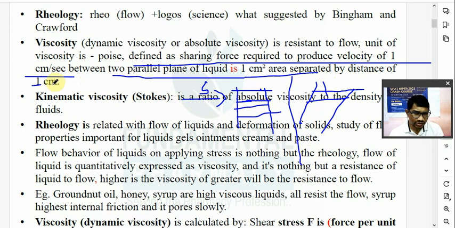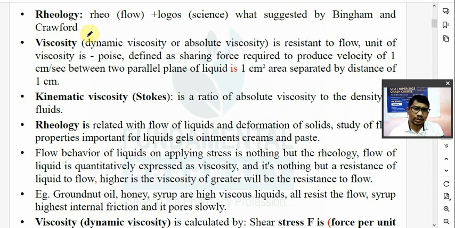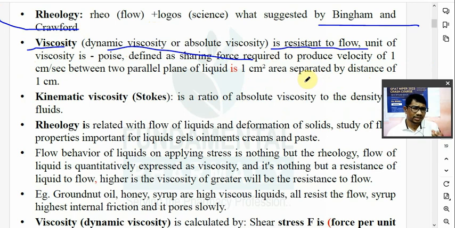So what is viscosity? It is the shearing force required to produce a velocity of 1 centimeter per second between two parallel planes of liquid having 1 centimeter square surface area and separated by a distance of 1 centimeter. That is nothing but the viscosity. And the science of flow of fluid or liquid is nothing but rheology. Rheo means flow, logos means science, and the term was suggested by Bingham and Crawford. Viscosity is known as dynamic viscosity or absolute viscosity, nothing but the resistance to flow. In simple language, whatever resistance is offered to the flow of liquid is the viscosity.